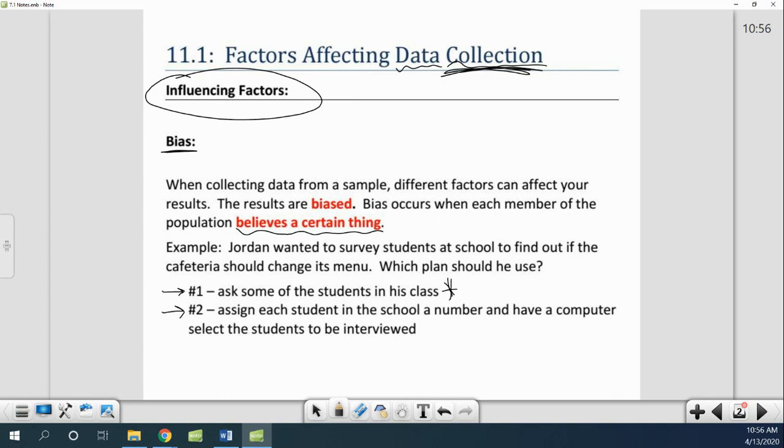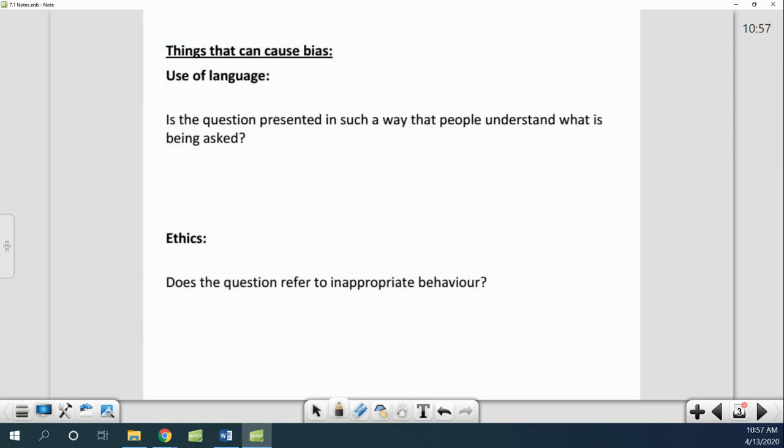If you assign everyone in the school a number and just have a computer randomly generate it, well, I'm going to be getting some grade 9s, some 10s, some 11s and 12s. Randomly, I should be getting some guys and some girls. I should be getting people in all different courses. Everybody's individual bias should sort of balance out and give us a better representation of the whole school. So number 2 would probably be a much better bet in terms of eliminating bias from this data.